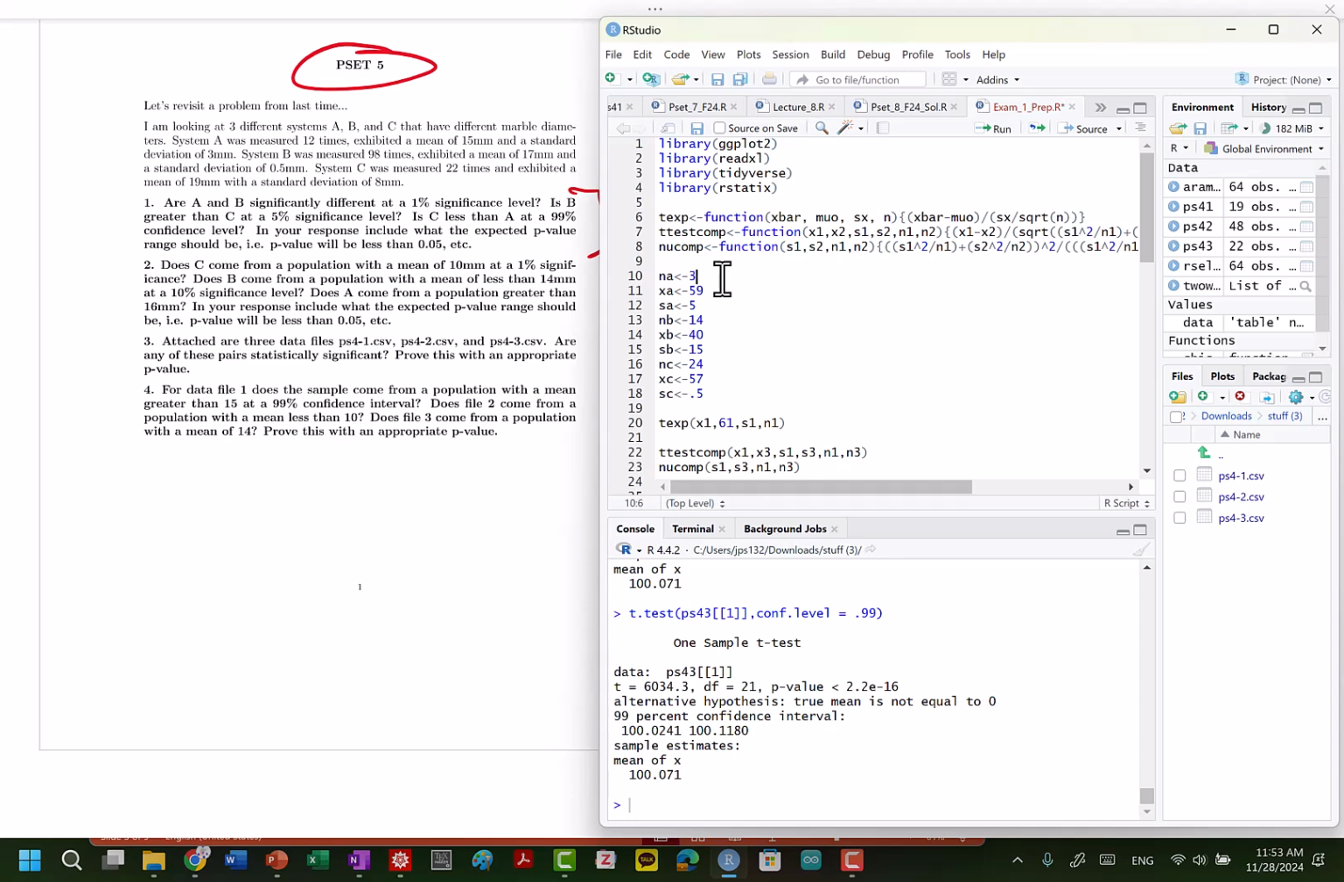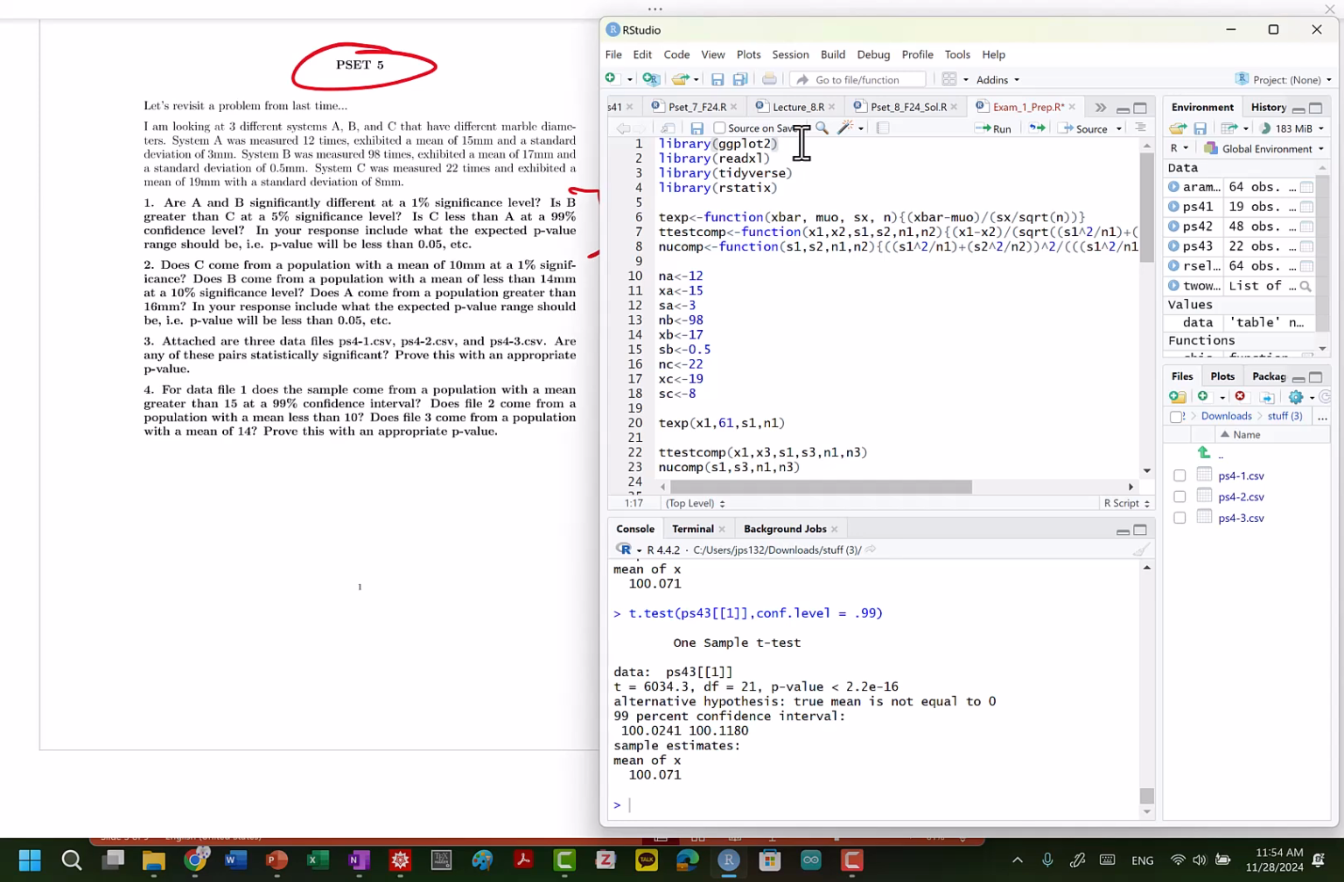So, number of samples from A, 12 times. The mean was 15. Standard deviation was 3. Number of samples of B, 98 times. Mean of 17, standard deviation of 0.5, and then finally system C was measured 22 times, a mean of 19, and a standard deviation of 8. Excellent. So we're going to do our t-test comparison on our new comp.